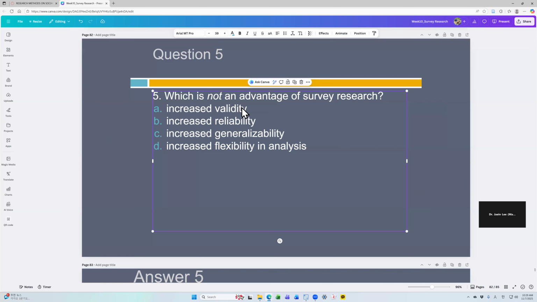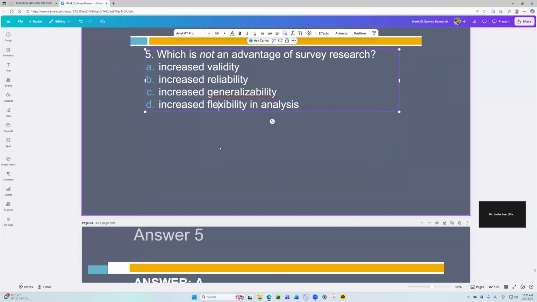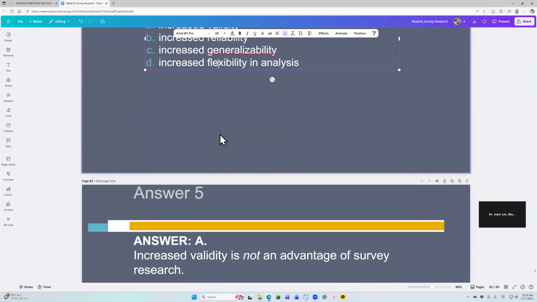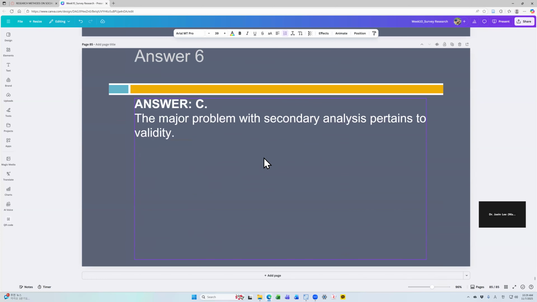Increased validity. Oh, maybe no validity. Increased reliability, maybe. Generalizability, maybe. Inflexibility, maybe yes. So A, validity, no. The major problem of secondary data pertains to validity, inclusion. So maybe validity, right? Validity issue.